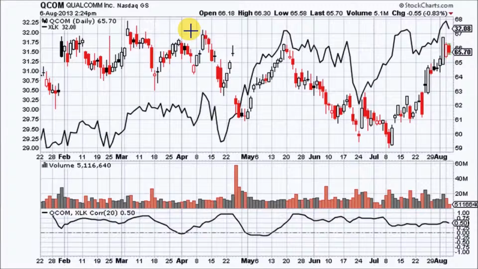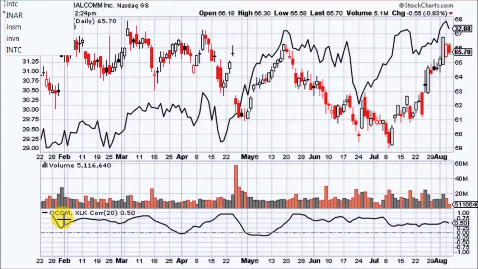QCOM. Okay, for the most part, it is very correlated, except this one has a lot of gaps and kind of wild action. A little too expensive for my taste. But for the most part, it is strongly correlated to the XLK, with a reading of above 0.5 for most of the period on this chart.